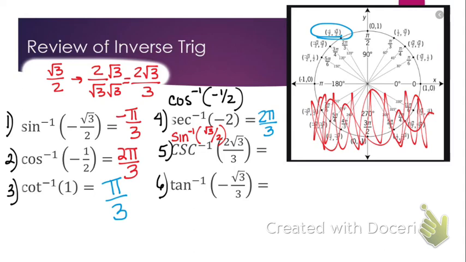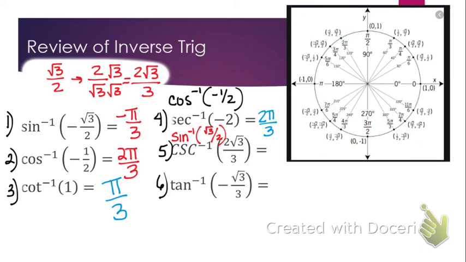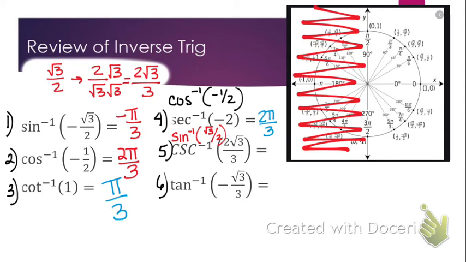So what angle? Now I need to adjust my diagram. Hold on, let me erase this. Because now I'm looking for sine and cosecant. Sine and cosecant, that's in quadrants 1 and 4. So this side goes away. So in quadrants 1 and 4, where is sine positive square root of 3 over 2? It is pi over 3.